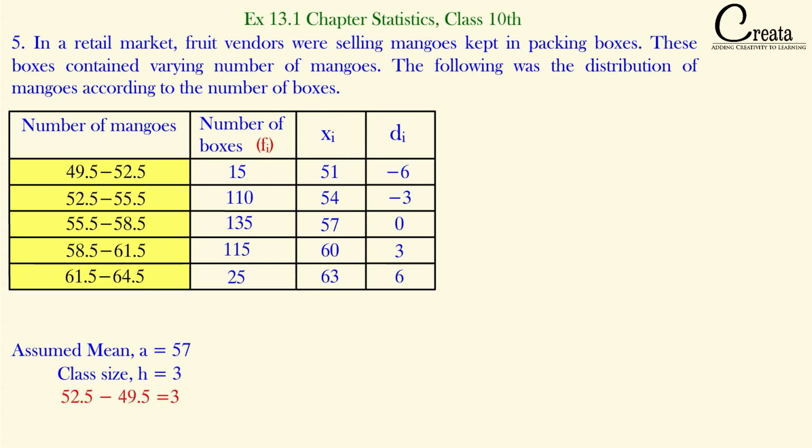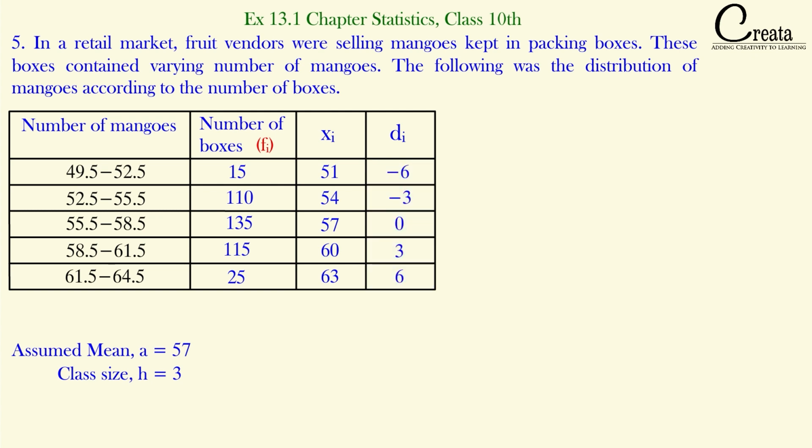That is 52.5 minus 49.5, the range, it is 3. So we got h as 3. And further, this 3 we can divide all the values of the deviation with 3. That is, 3 is a common factor of the deviation. So we will proceed with the next method.